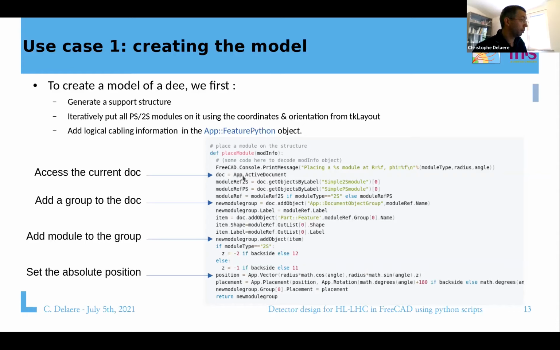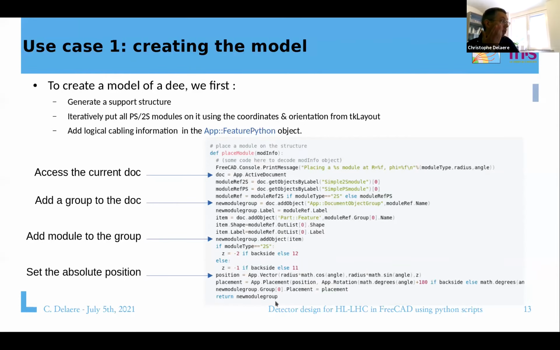So you have a method to access the current document. Then you can add an object. We add a group. And in that group, we add a module. It can be a 2S or a PS, depending on the case. And we set the position and the placement. So the placement is basically the position and the orientation. And that's it. And you see the API is pretty straightforward.